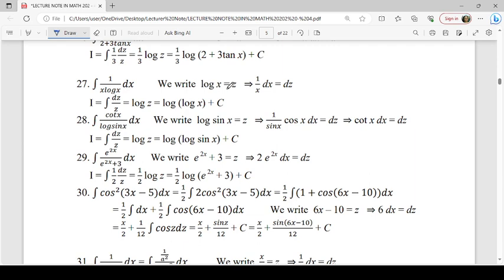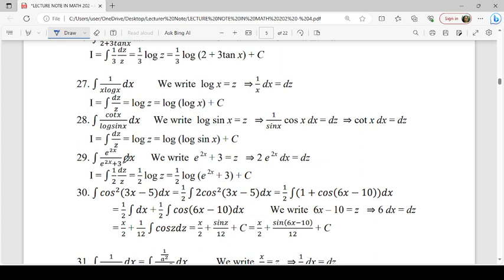So we are putting log x equal to z. This is 1 by x dx, this is dz. Then these are all by the method of substitution. So this is cot x, so log sin x as z, then d/dx of log sin x is cot x, so this is dz by z, so it is log z.